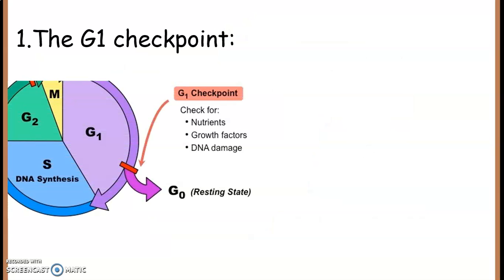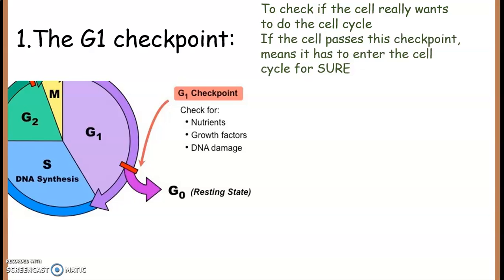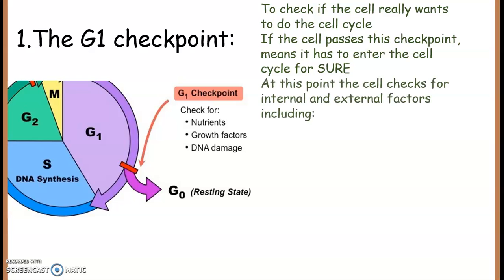The G1 checkpoint is present between the G1 phase of the cell cycle and the S phase. This is the point where the cell checks whether it really wants to proceed with the cell cycle or not. If it doesn't want to proceed, the cell will enter a resting state known as the G0 stage. Otherwise, it will proceed towards the S phase, the DNA synthesis phase, where the cell replicates its genome and doubles its number.